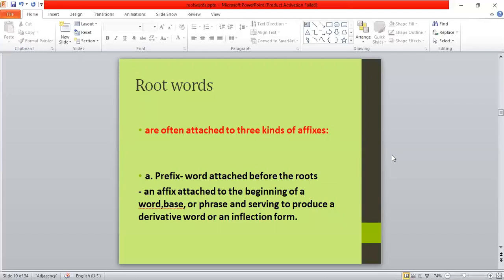Root words are often attached to three kinds of affixes. Prefix: a word part attached before the root. An affix attached to the beginning of a word, base, or phrase and serving to produce a derivative word or an inflection form.